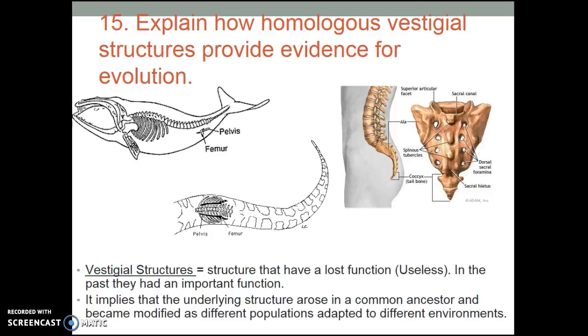What are vestigial structures? Those are the structures that have lost function. At one point in the past they may have been important. However, right now they have no use, like the femur and pelvis bone in the whale. Again, this is used as evidence for that common ancestor. Homologous, vestigial structures.